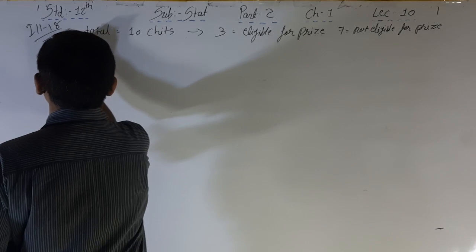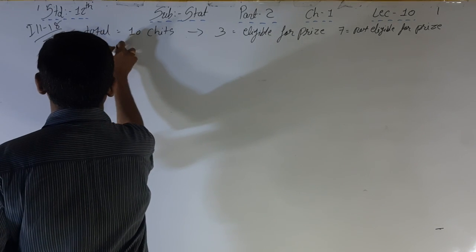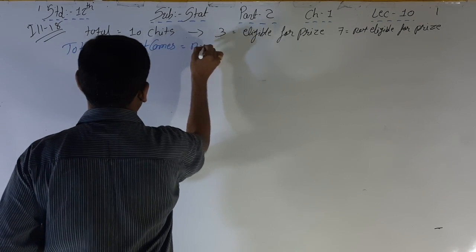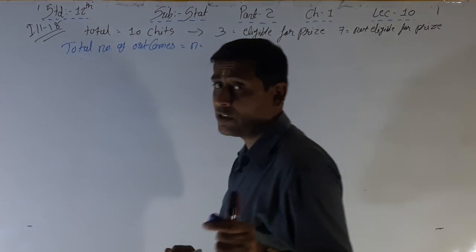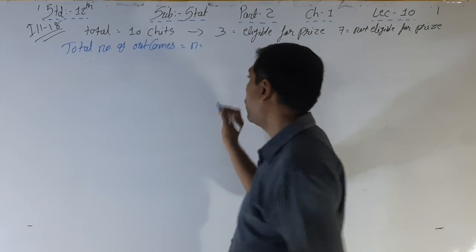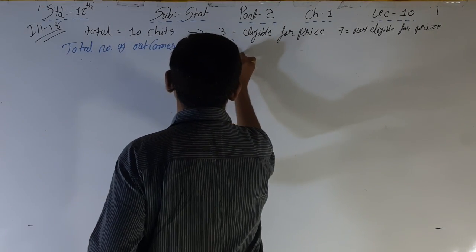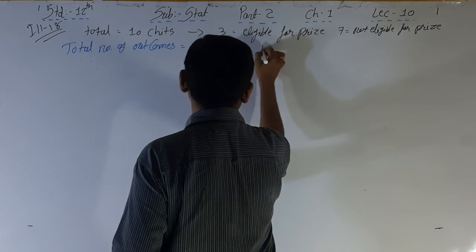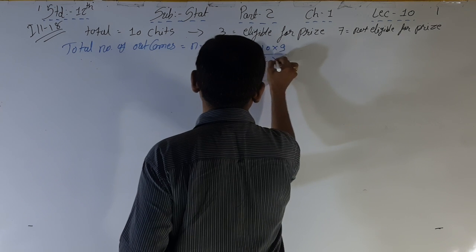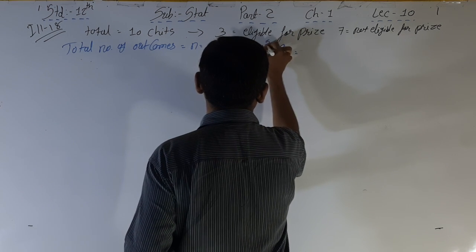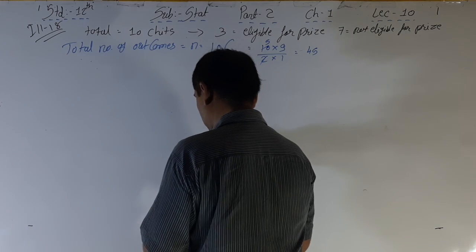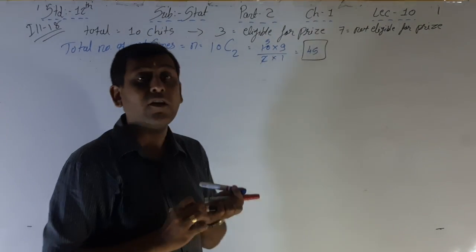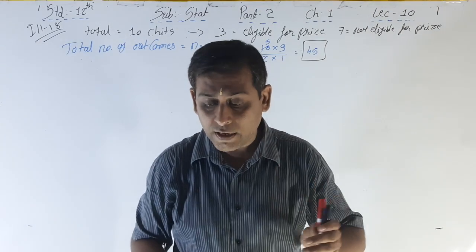Now, total number of outcomes. N is equal to, see, from 10 chits, Kathan has to select only 2. So 10C2 is the total number of outcomes. What is the final answer? 10 into 9 divided by 2 into 1, so 5 into 9, that's 45. 45 is the total outcome. That is, your N is 45. Okay, now what is the main question?